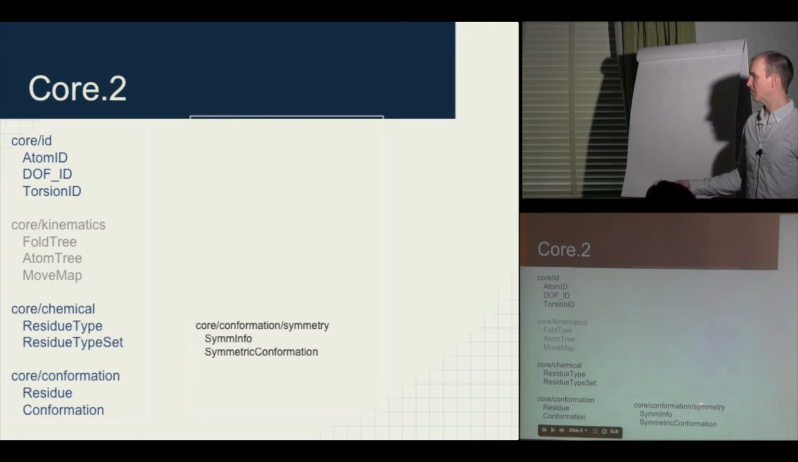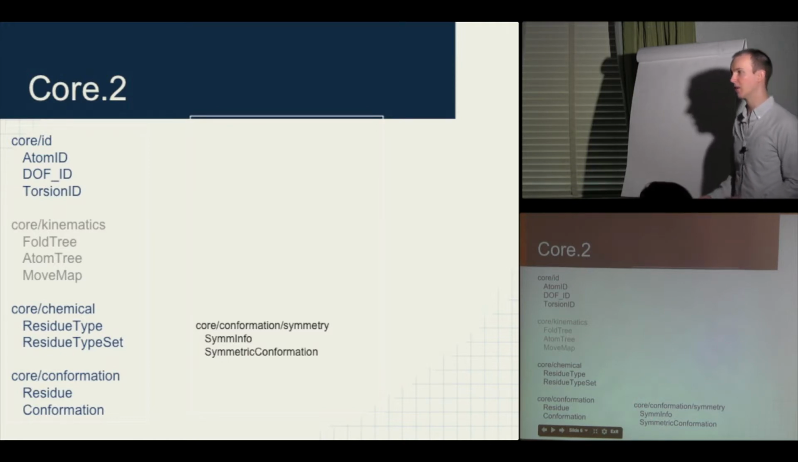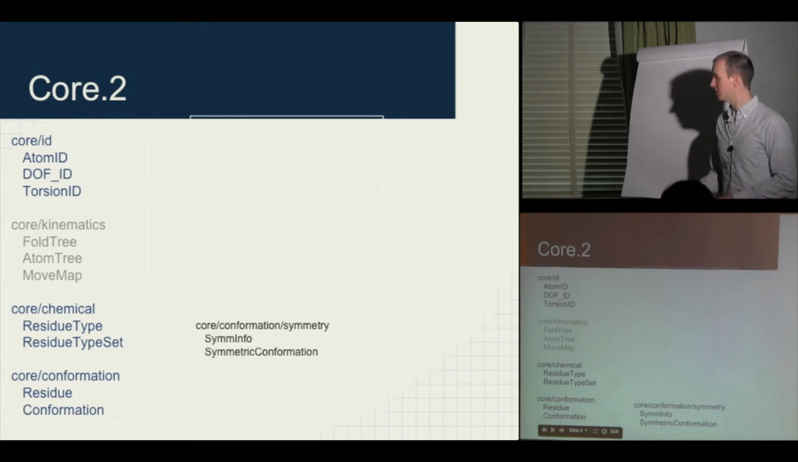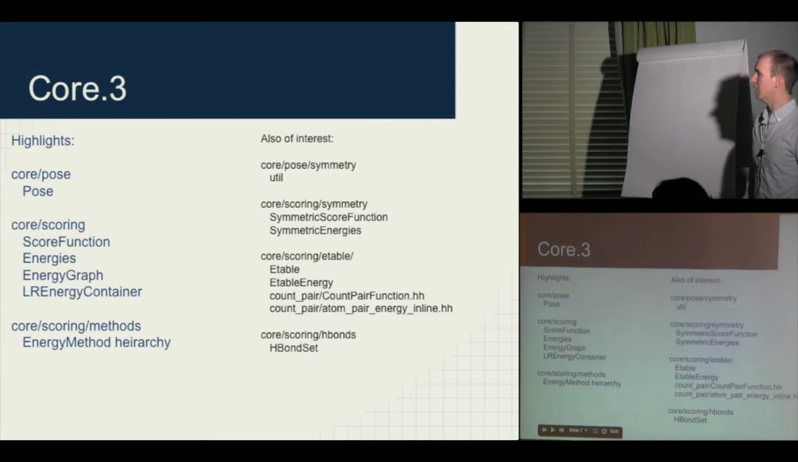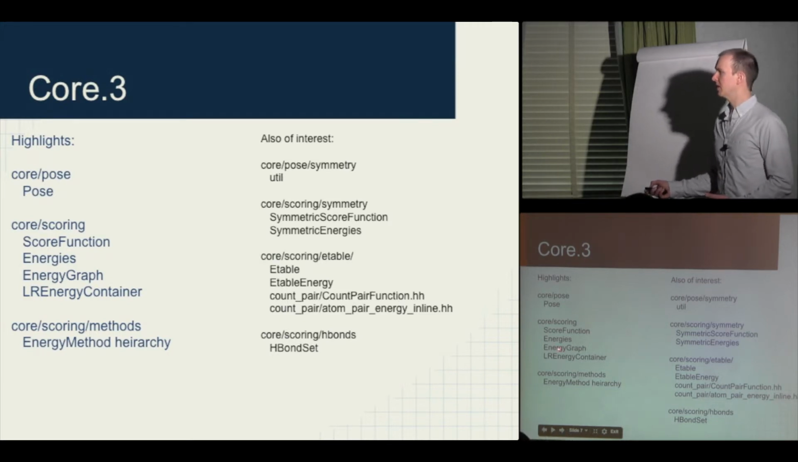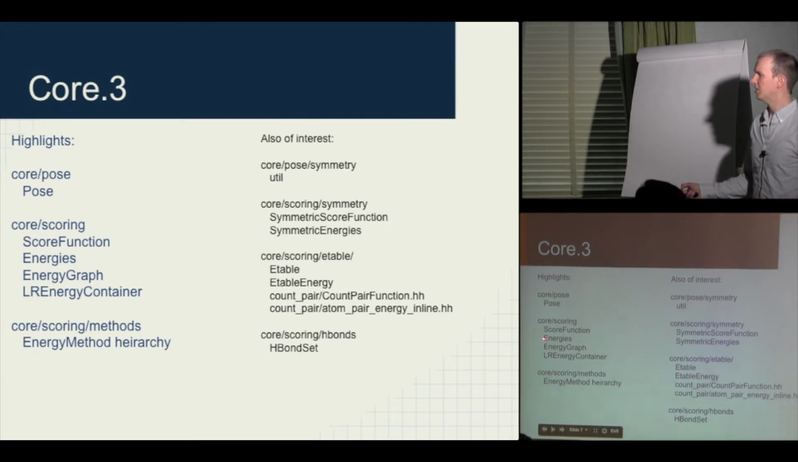There's also conformation symmetry, which has some information about how you would represent symmetric structures in Rosetta, and I'm going to give you just a little bit of a description of how that works. And in Core 3, I'm going to talk about Pose and ScoreFunction. Class energies you interacted with just a little bit already, I believe. The energy graph lives in class energies, and I'll talk about the energy graph a little bit more.